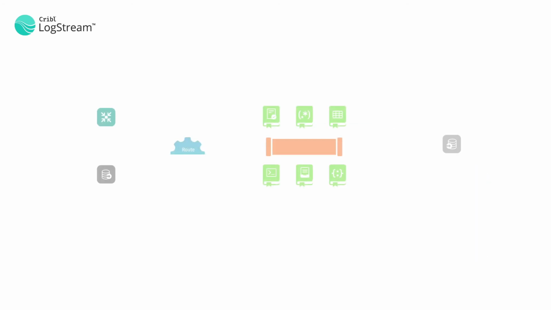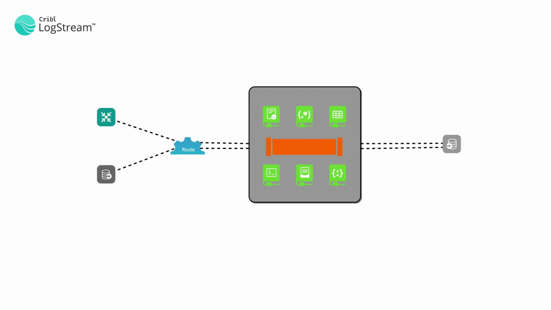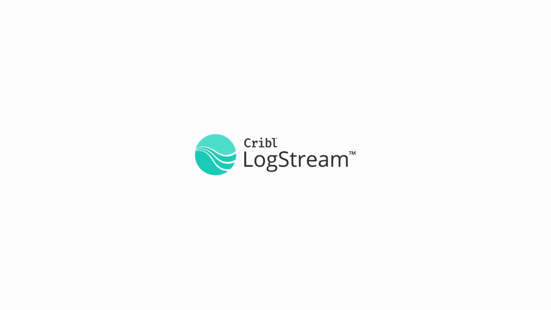Packs cover the non-environment specific items, things like pipelines and knowledge objects like lookups or regular expressions. It abstracts them from the physical routing of data from a source to a destination. It allows you to bake all of your logic into a reusable pack and then wire it for each environment separately. Packs on LogStream. Share away.